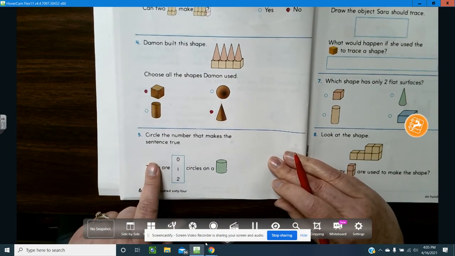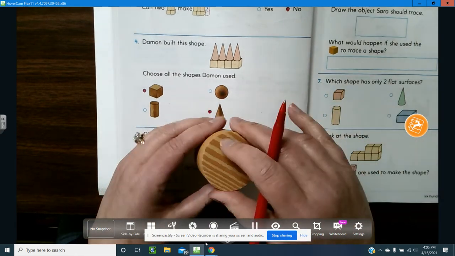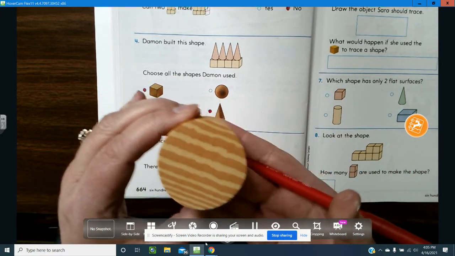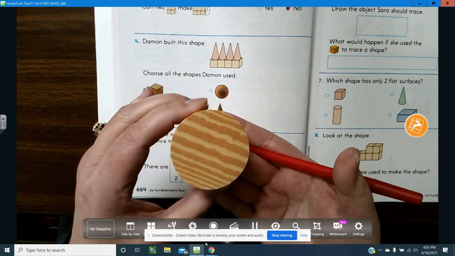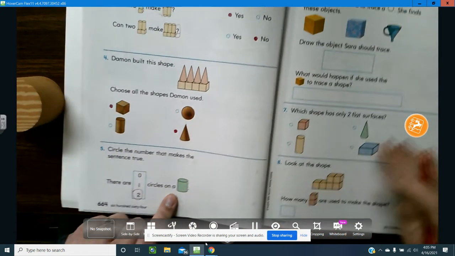Number 5. Circle the number that makes the sentence true. There are blank circles on a cylinder. Oh, we talked about that. This is a cylinder. There's 1 circle on top and 1 on the bottom. So there's 1, 2. 2 circles on a cylinder.